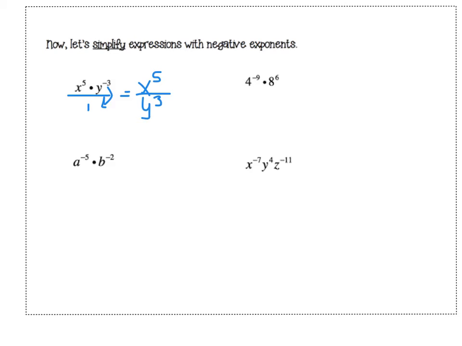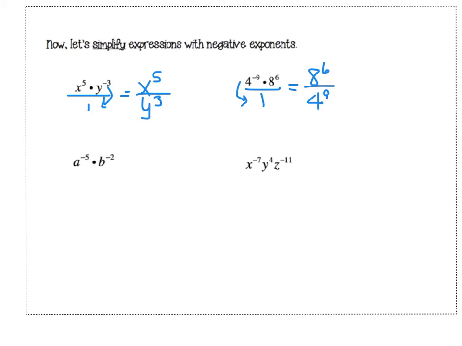In the next example, again, I'm going to write it over 1 so that I can think of it as a fraction. And anything that has a negative exponent is going to get moved down to the denominator. So that 4 to the negative 9th power is going to get moved to the denominator, and our negative 9 is going to become positive 9. 8 to the 6th power already has a positive exponent, so that can just stay on the top.